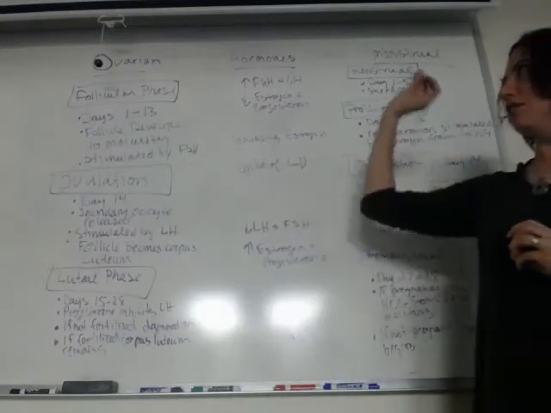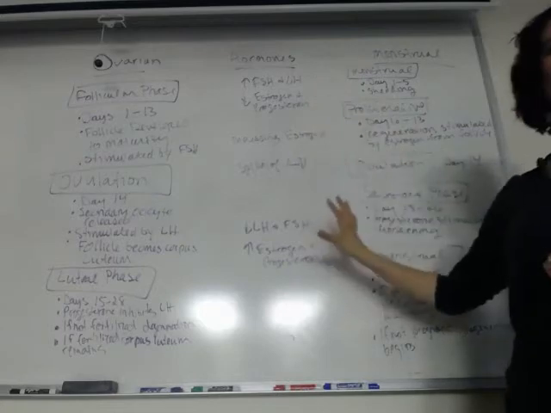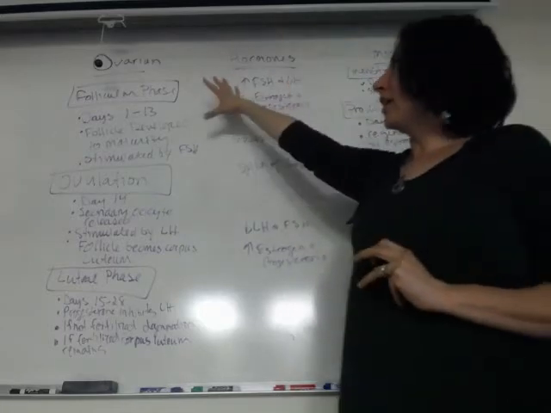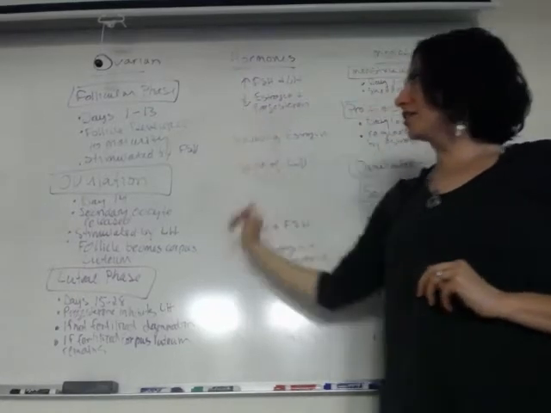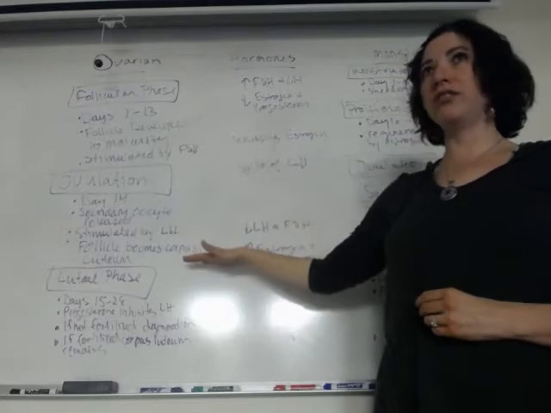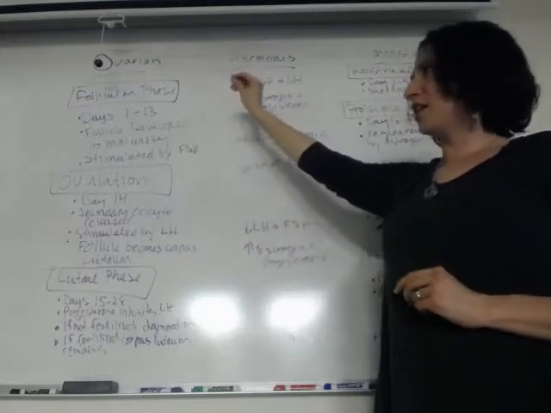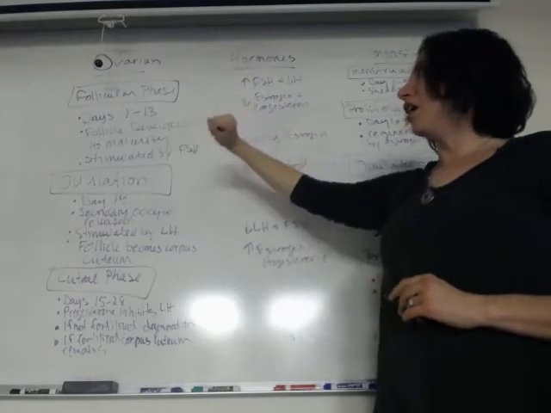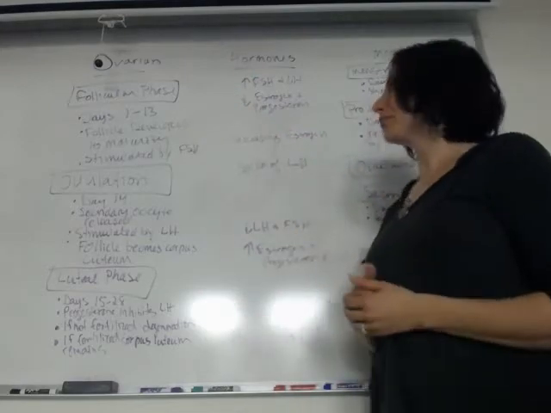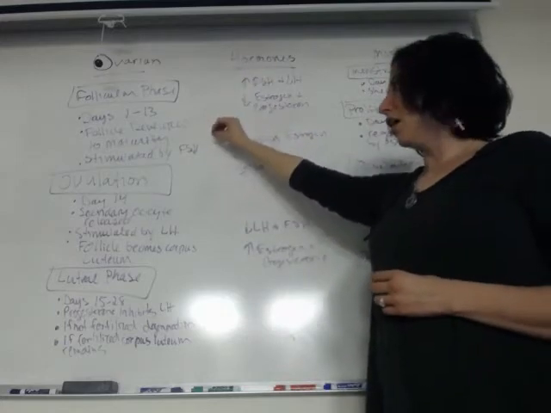Okay, comparing and contrasting the ovarian cycle versus the menstrual cycle, and then an overview of what's happening with the hormone levels. With our ovarian cycle, we have 3 phases: the follicular phase, the ovulation, and the luteal phase. With the follicular phase, this is days 1 through 13, and the follicle is developing to maturity. And this is stimulated by FSH.